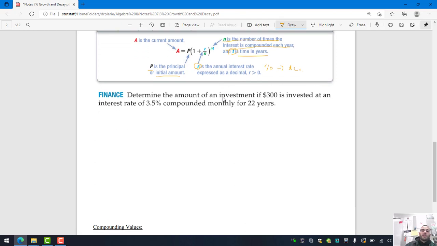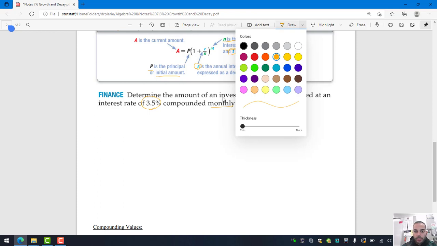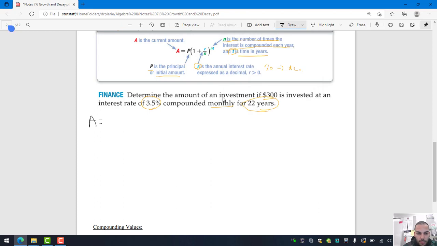Okay, so it says determine the amount of investment if $300 is invested at an interest rate of 3.5% compounded monthly for 22 years. So this is a compound interest question, pretty clearly, based on what they're saying. So you know you're going to use the formula A is equal to P times (1 plus R over N) raised to the NT power. Our job here is to figure out what P, R, and N are all equal to and write the equation. So I'm still going to have A is equal to.